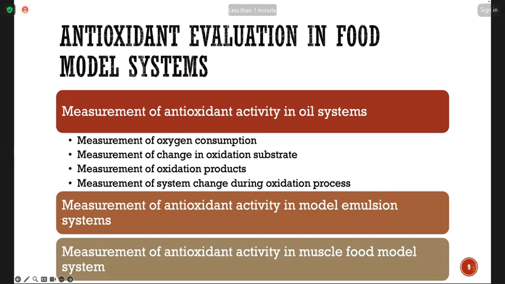Normally, as a lecturer, for the antioxidant results my student will give me just one test.